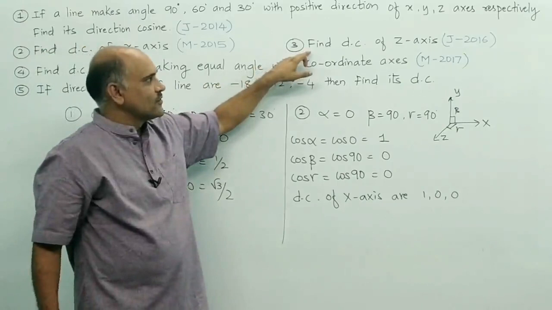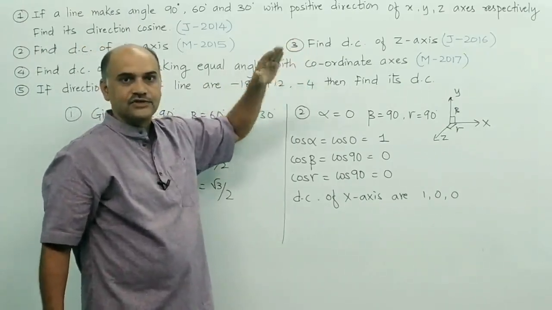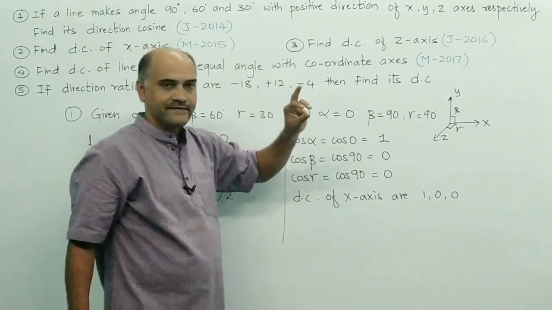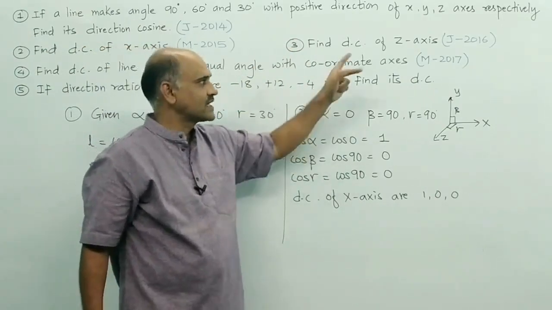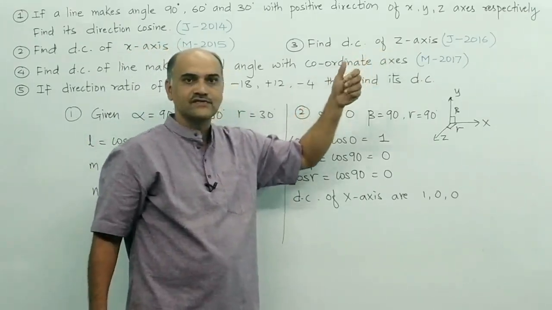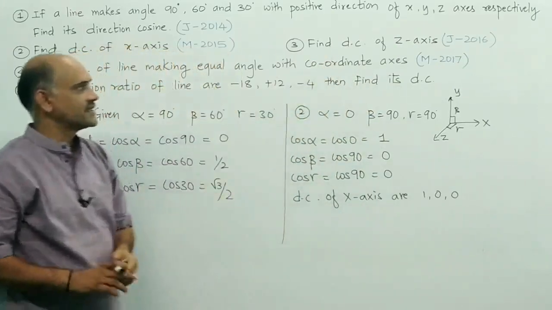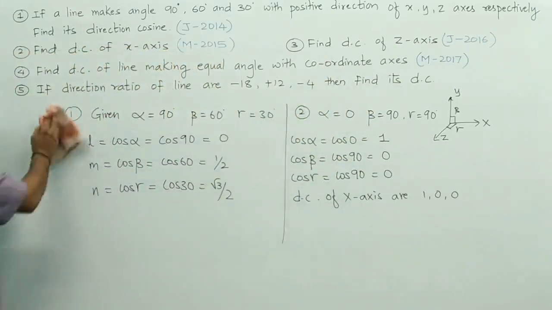Now similarly, without solving, you can tell the direction cosines of z-axis. The z-axis makes an angle 90 with x-axis, 90 with y-axis and 0 with z-axis. So direction cosines of z-axis will be 0, 0, 1. So now, if I take the third one.